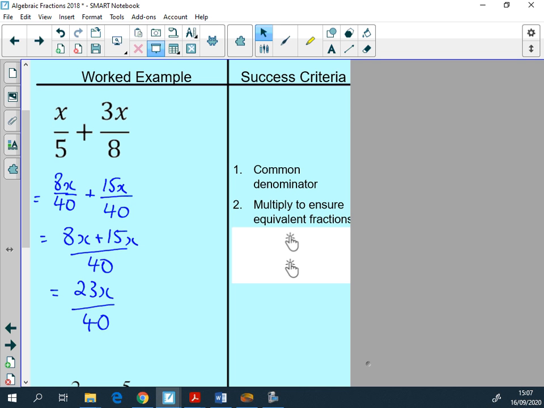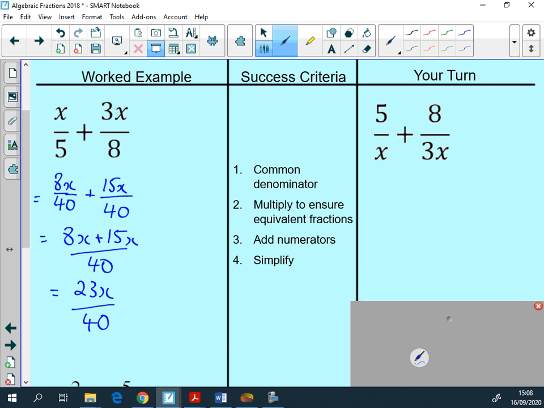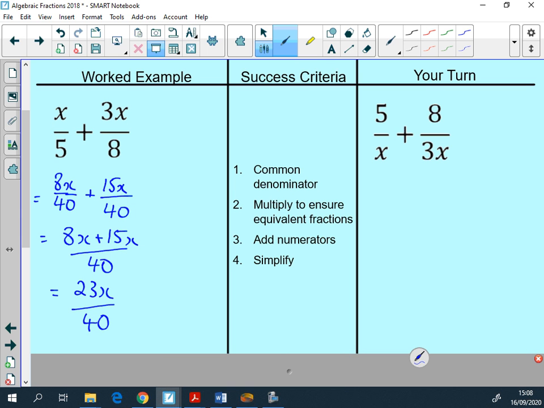So what have I done to the 5 to get to 40? Well, I've times by 8, so you times the top by 8. That's keeping your fractions equivalent. I add the numerators, so my 8x and 15x, and then you're always checking to see if you can simplify any fractions. One on the right-hand side. If you try it for yourself, then we'll see how we get on.